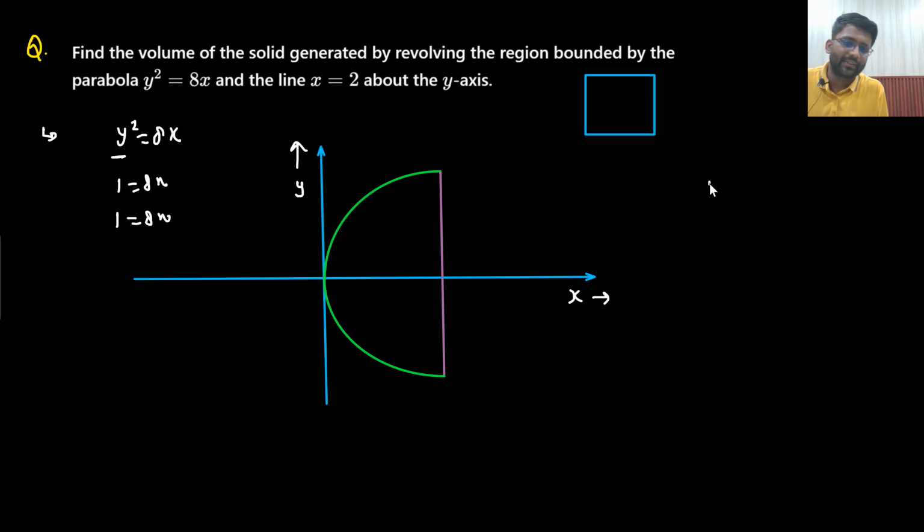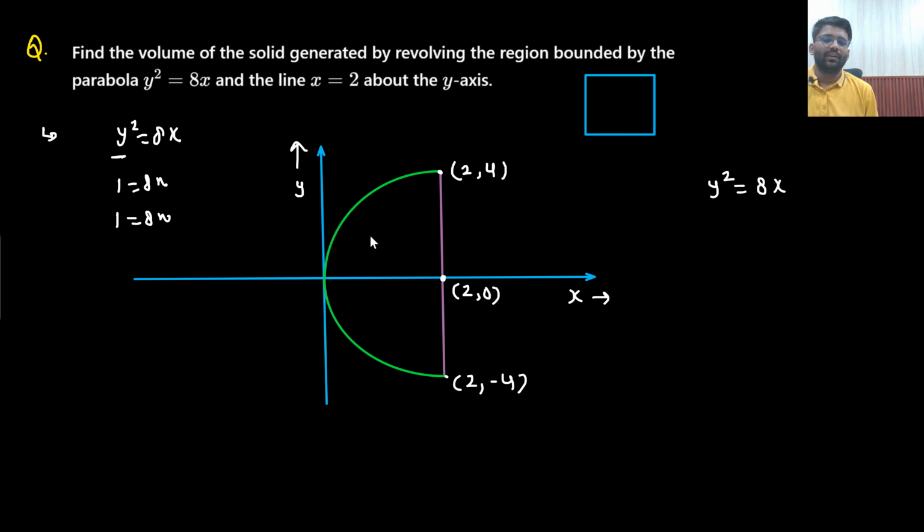So y square equals 8x, and x equals 2. This is your x equals 2. So at x equals 2, what will you be getting? Y equals 4. At x equals 2, you will also get y equals minus 4. So this is the surface area that we are getting.